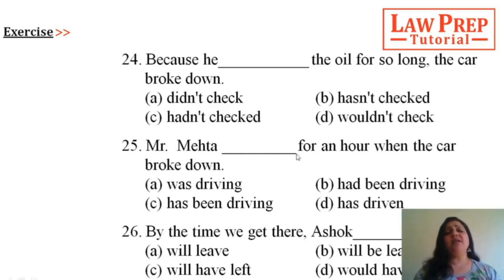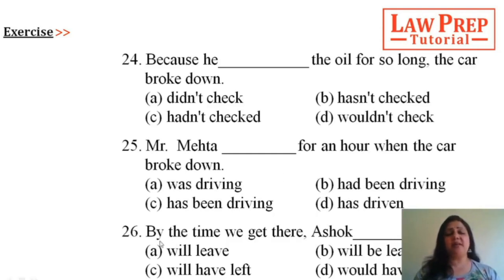Mr. Mehta drove for an hour when the car broke down. The format is the same, it's just to test you. So Mr. Mehta, naturally you use no continuous, so you can't use was driving. Had been driving, has been driving, has driven. We can't use has with the past tense, broke. So we cross A and D. Had been driving for an hour when the car broke down. So he had been driving for a long time, and then he came to know that the car broke down. What's the meaning of the word broke down? Yes, right. Stop working due to some mechanical failure.